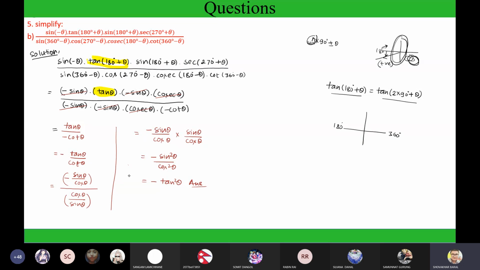Here what you can do is directly convert this cot in terms of tan. That will be 1 by tan. So you can directly solve it. Okay. So anyway, you can do it yourself. Please copy it first.